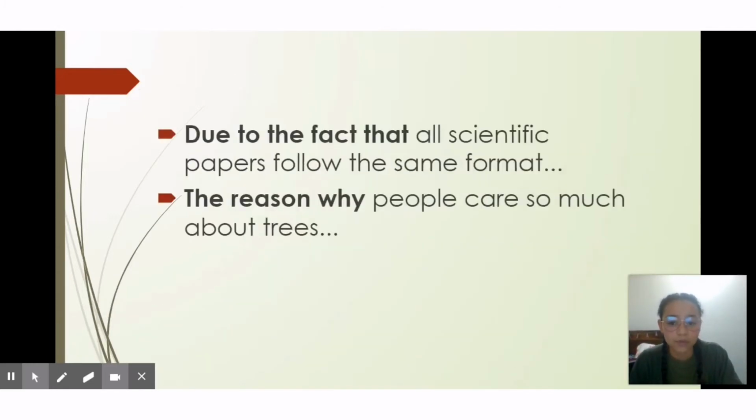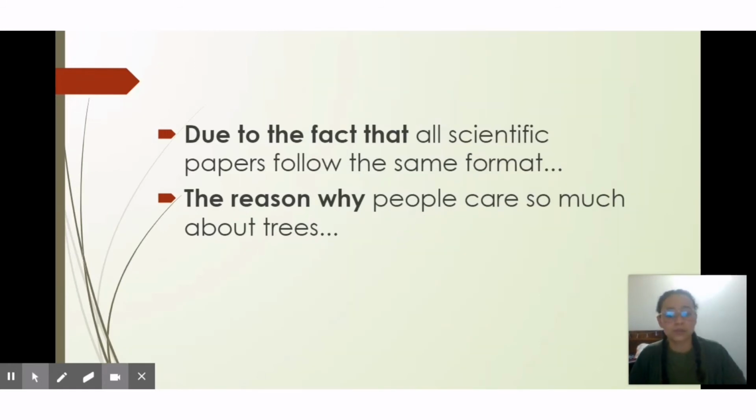An example for the WH complements for embedded nouns is "due to the reason why people care so much about trees". So it puts together the reason why, which is a reason. You have to mention that this is what this is about. And the other clause is "people care so much about trees", which also shares important information.